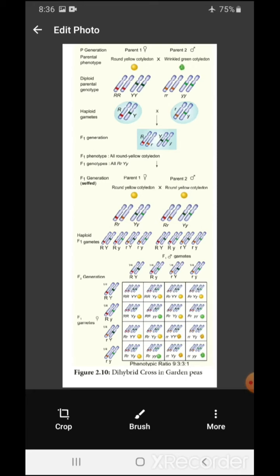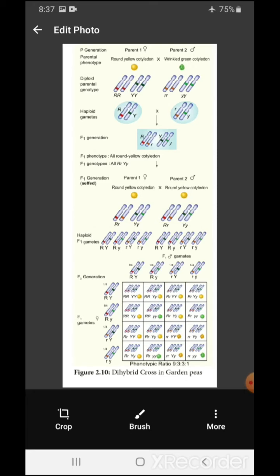So 9 round yellow, 3 round green cotyledon, then another 3 wrinkled yellow. Round yellow is the first 3. Next one is the wrinkled yellow. Round green is the first 3. Next one, wrinkled yellow is the next 3. The last one, small r, small y. We are getting only one recessive genotype as the wrinkled green cotyledon, wrinkled seed with green cotyledon.